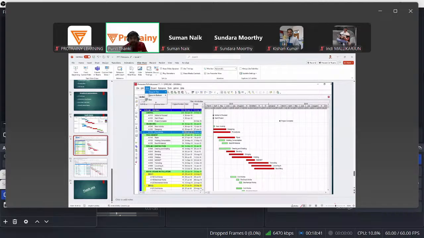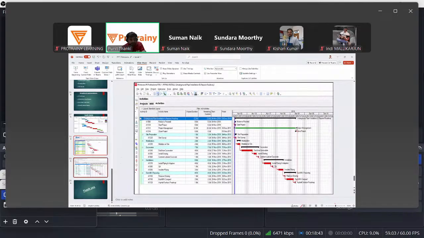Actually, a great question by, what is your name, sir? Suman sir. Activities are of kinds: milestone activity, resource dependent activity, task dependent activity. This kind of activities are there. So in that activity, we can schedule by start and finish. You know about predecessor and successor activity? Anybody have an idea about predecessor and successor?